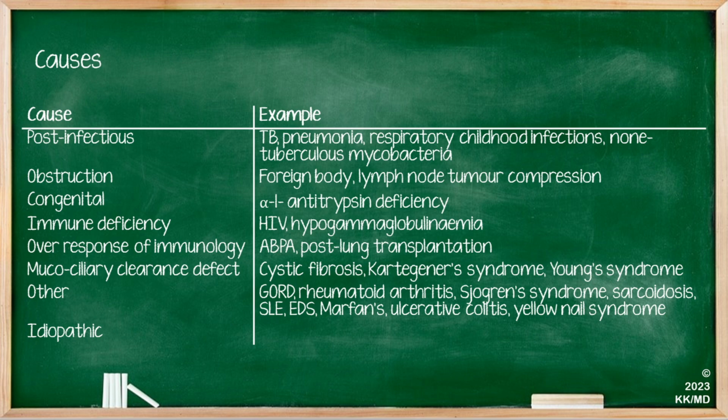The other causes that are also common as far as bronchiectasis is concerned include GORD and other autoimmune disorders, such as rheumatoid arthritis, Sjögren syndrome, sarcoidosis, systemic lupus erythematosus, Ehlers-Danlos syndrome, Marfan syndrome, ulcerative colitis, and yellow nail syndrome. And as mentioned earlier, in about 50% of cases, we don't actually find any cause.